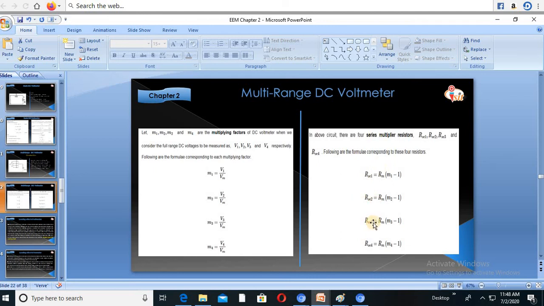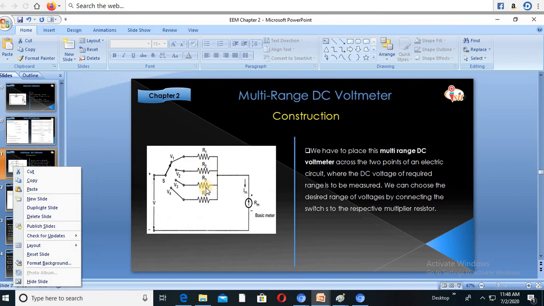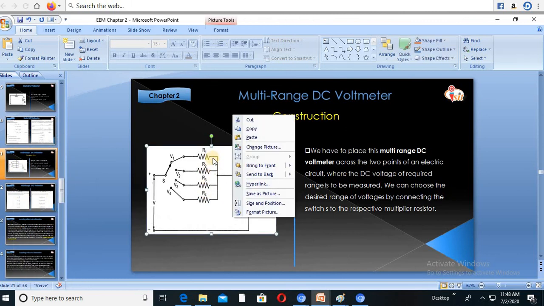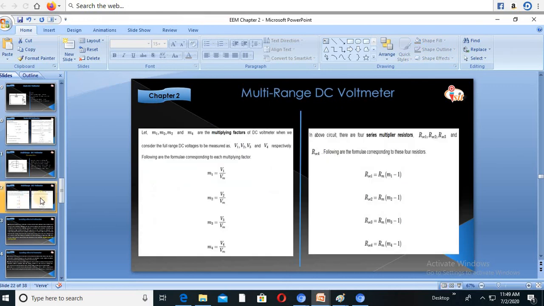By using this method, by using this criteria, we can find out the values of RSE1, RSE2, RSE3 and RSE4. These are 4 different series resistances for the 4 different voltage ranges, R1, R2, R3, R4. Here R1 is nothing but RSE1, R2 is nothing but RSE2, R3 is nothing but RSE3, R4 is nothing but RSE4.